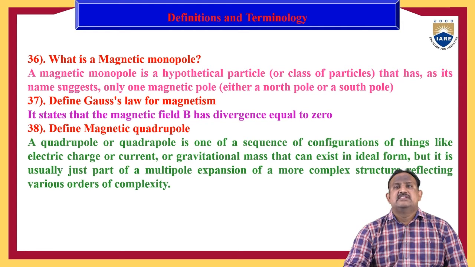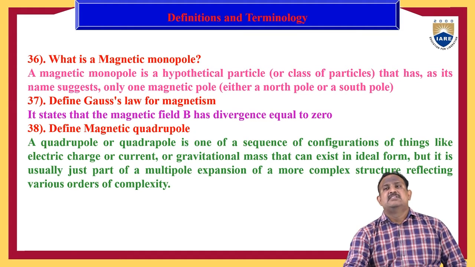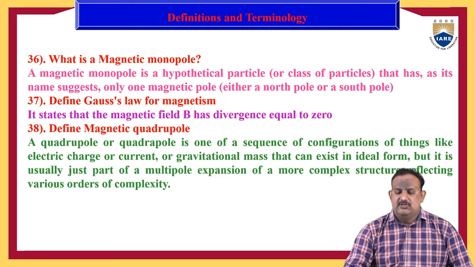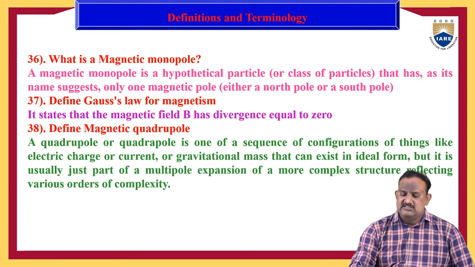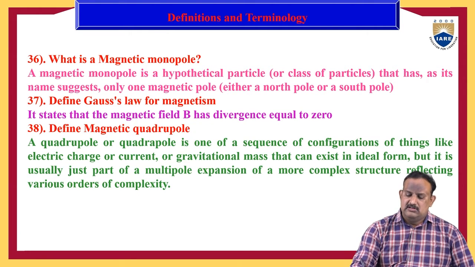Define Gauss law for magnetism. Gauss law states that the magnetic flux density B has zero divergence. Therefore del dot B is equal to 0. Del dot B equal to 0 is one of the Maxwell equations.